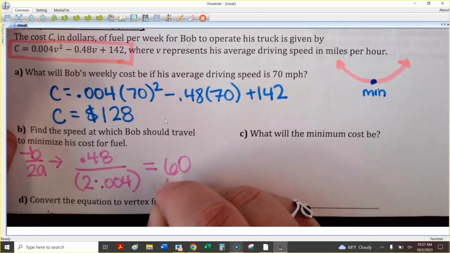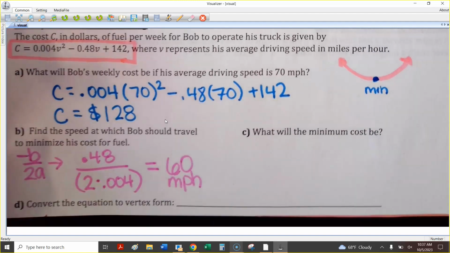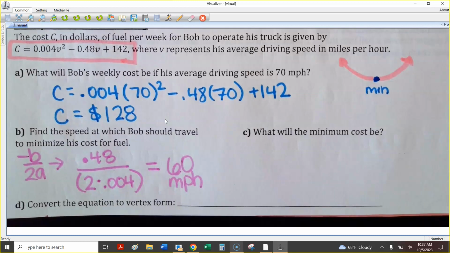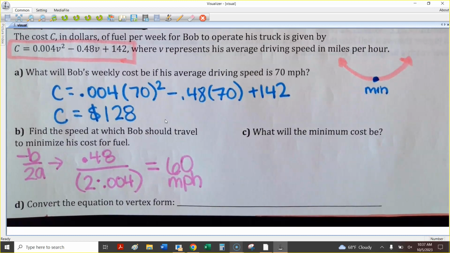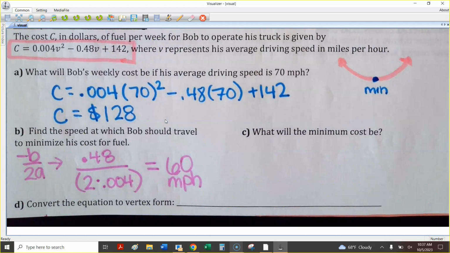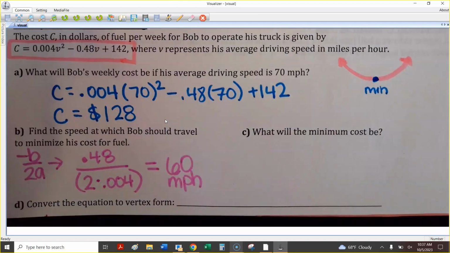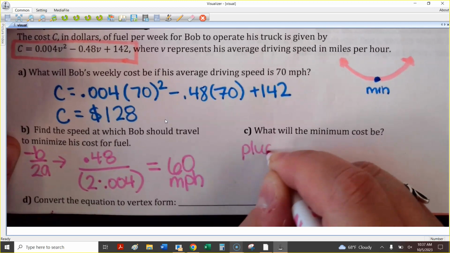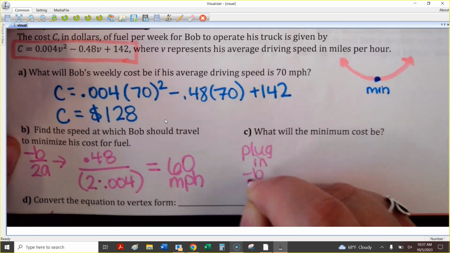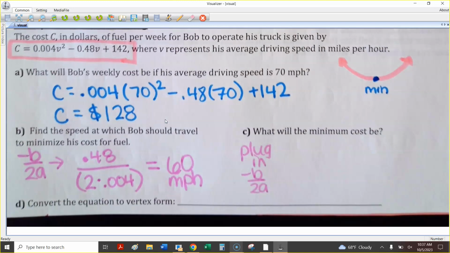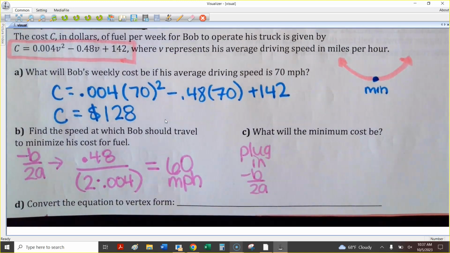This would be miles per hour. Now, that is the speed he should go. The minimum cost, all you're going to do to get the minimum cost is plug in the negative b over 2a. If it ever asks you for a maximum or minimum, it's asking you for the vertex. So it's going to be negative b over 2a, and then plug in negative b over 2a.